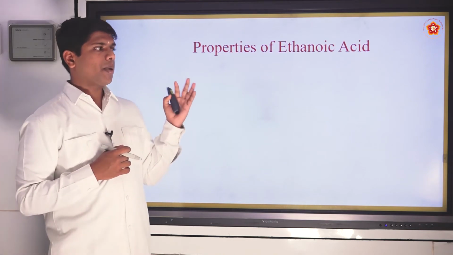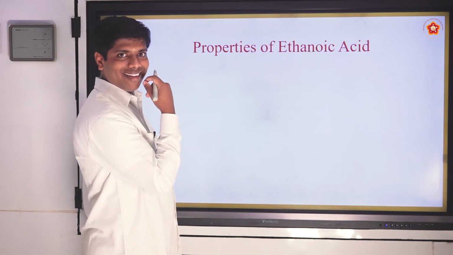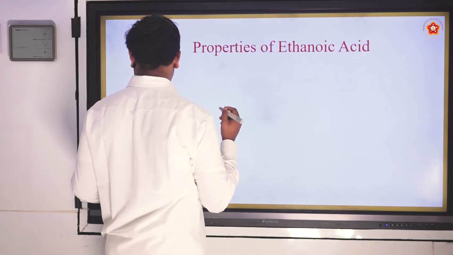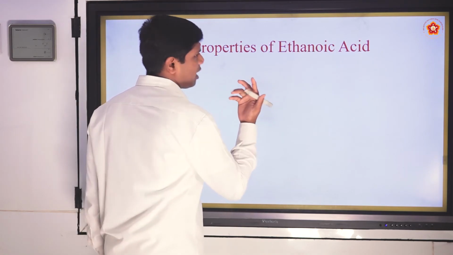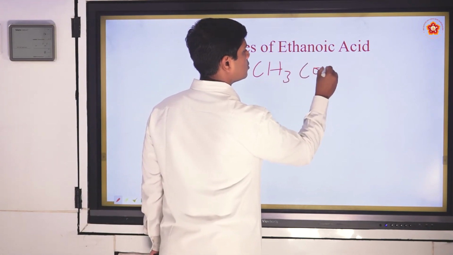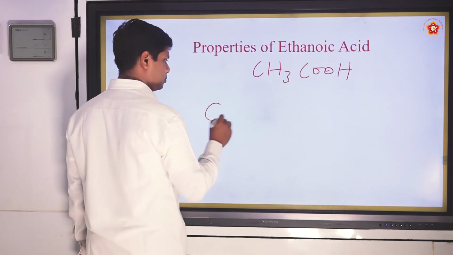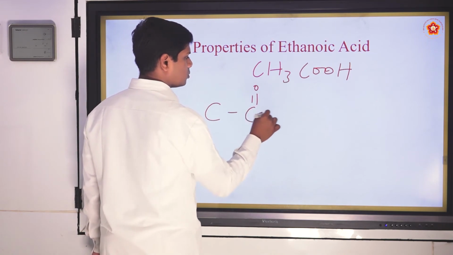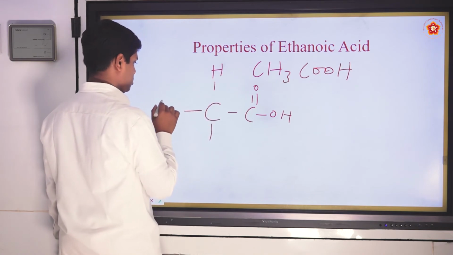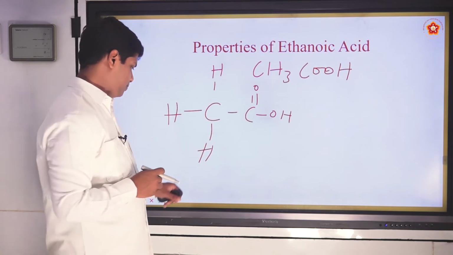Next, general properties of ethanoic acid. What is the formula? Is it an alcohol or a ketone? No, it is a carboxylic acid. Good. If you know the functional groups, then definitely we can write the structure. What is the structure of ethanoic acid? This is the structure of ethanoic acid.